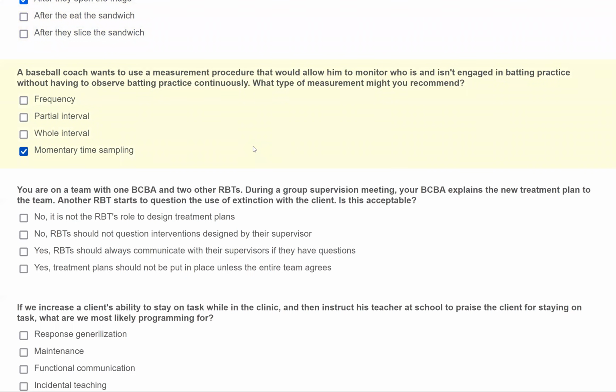Now, if you don't understand why momentary time sampling is better than partial and whole interval, go back to the study guide, relearn, review discontinuous measurement, come back to this question.